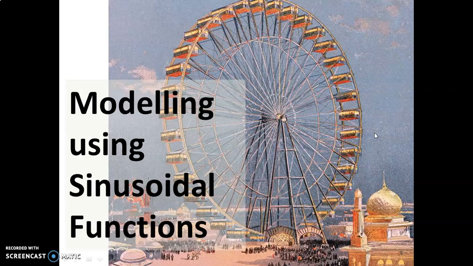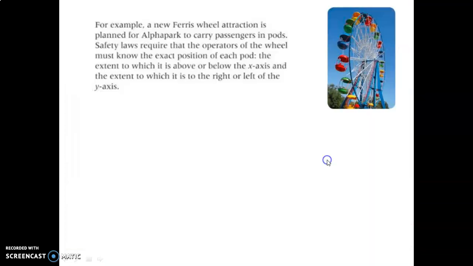So let's look at an example now, and this is the problem we'll do together to see an application of a sinusoidal function. Together we are going to look at a Ferris wheel problem, a very common look at how cyclic functions work. So here's the situation we have. Let's say there's a new Ferris wheel attraction at some park, and it's going to carry passengers in these pods. Safety rules require that we always know how high up a passenger is and what the angles are and so on.